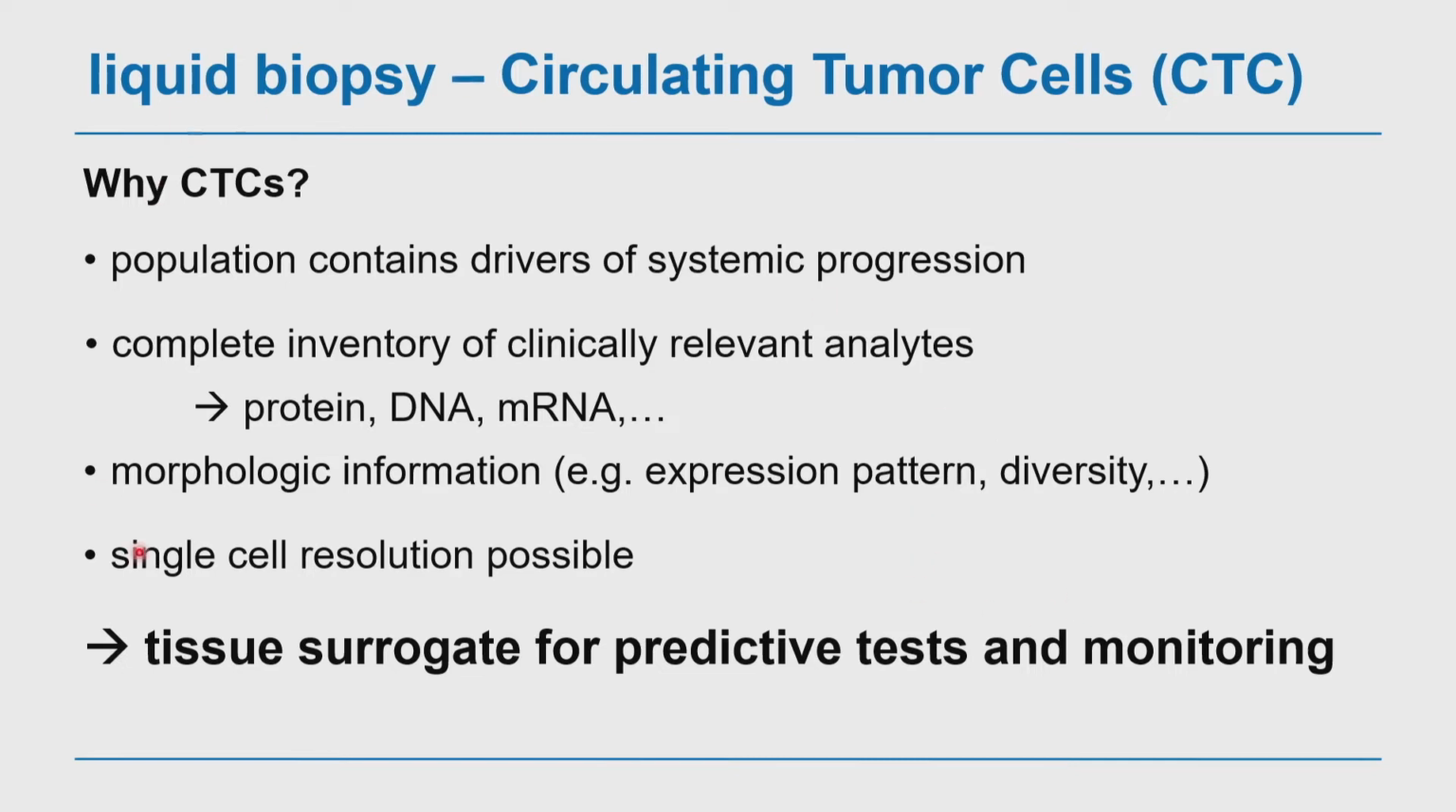And most importantly, the CTCs contain the complete inventory of all clinically relevant analytes: proteins, DNA, mRNA, and so forth. And beyond that, you can also get morphologic information, for example, on the expression pattern of a target. So from my perspective, CTCs are the perfect tissue surrogate to perform predictive tests and do monitoring studies.